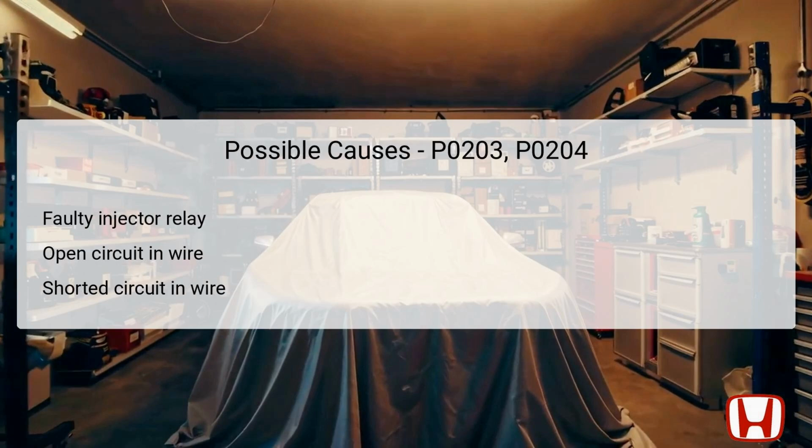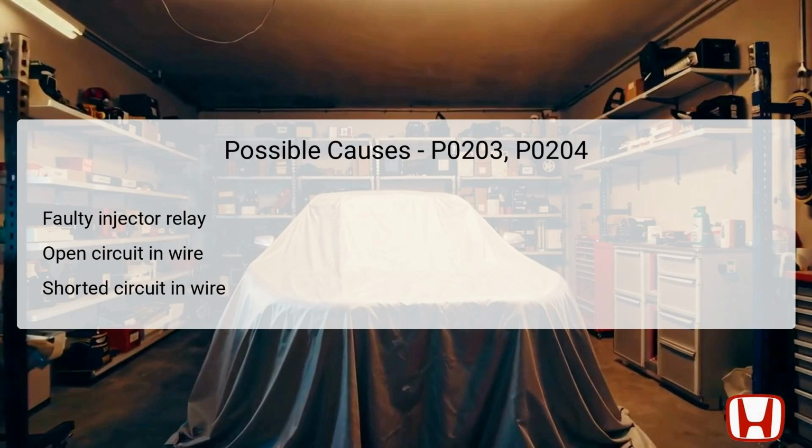The injector relay is also an important part of the system, as it controls power to the injectors and is crucial for their operation. If it fails, it can prevent the injectors from functioning, leading to these DTCs being registered. Always inspect the surrounding components, as they play a vital role in the overall health of the fuel injection system. Several factors could lead to the DTC P0203 and P0204 being triggered.